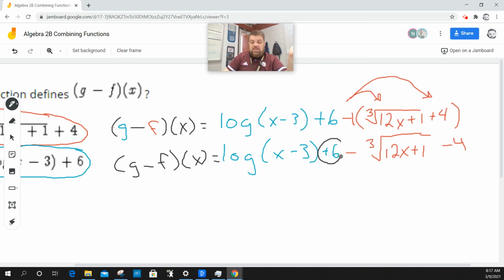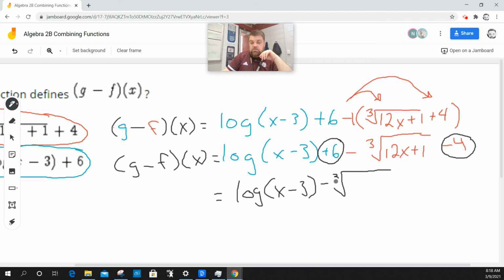Well, I've got a positive 6 here and a negative 4 here. Those are like terms. They're not attached to anything. So I'm going to end up with log of x minus 3 minus the cube root of 12x plus 1, and then 6 minus 4 is just a positive 2. And that is the function g minus f of x. And that's it. That's our answer.